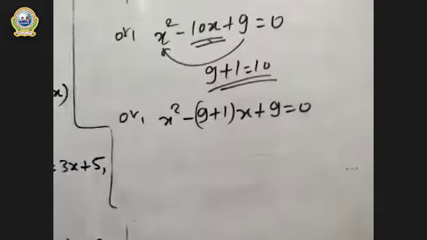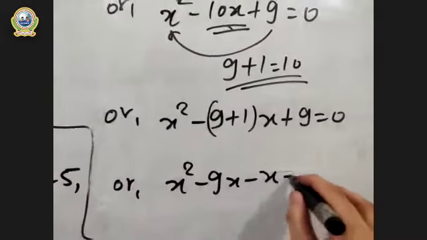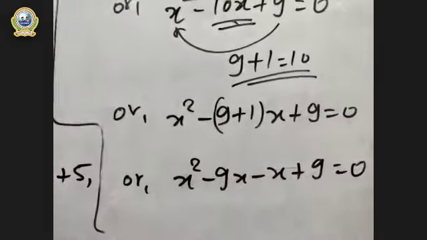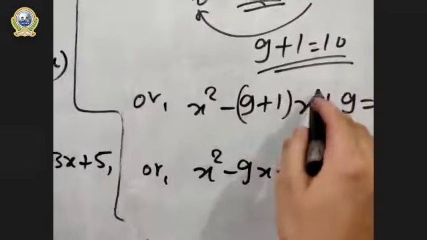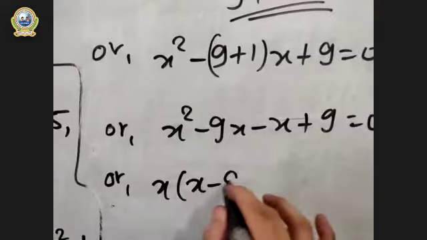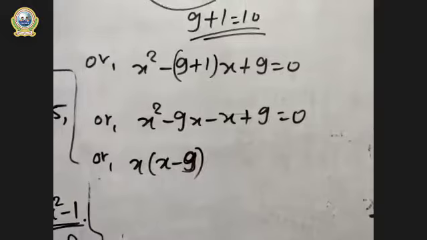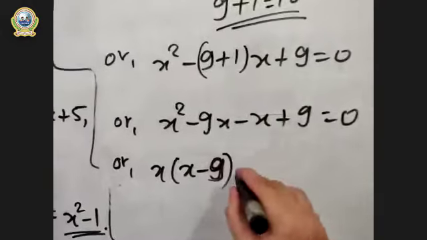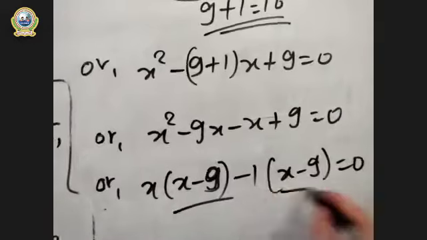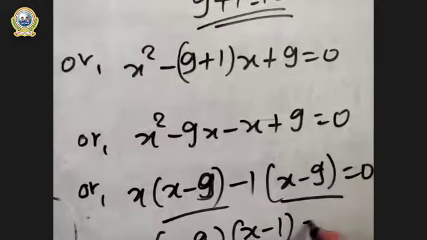Now finally it will be x square minus 9x minus x plus 9 is equal to 0, right? I have just opened this bracket with minus from the left part and x from the right part. Now take x as common. It will be x minus 9, let me correct it, x minus 9. And take minus 1 as common. It will be x minus 9 again, right? So taking this as common, it will be x minus 9, x minus 1 is equal to 0.